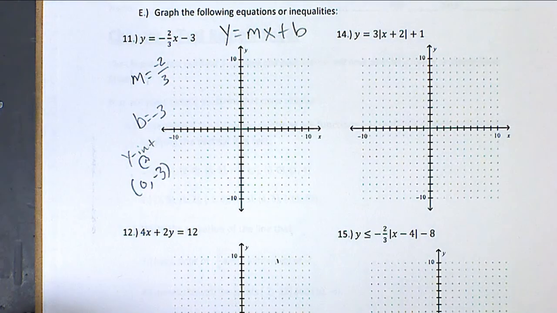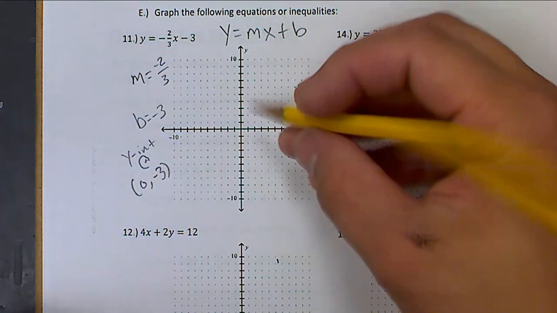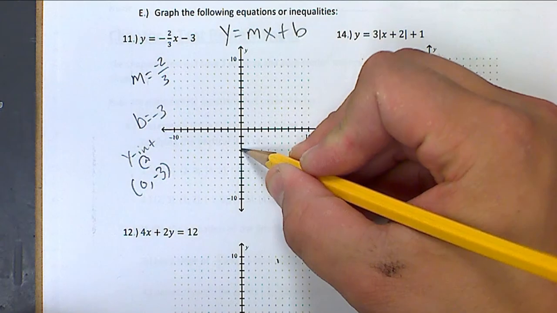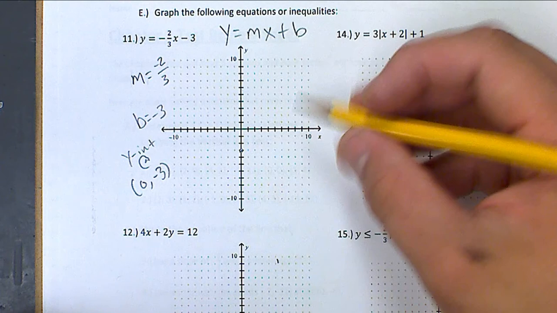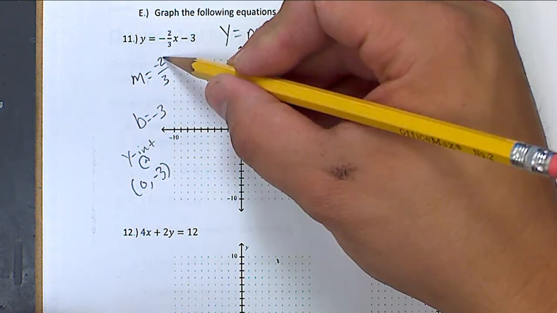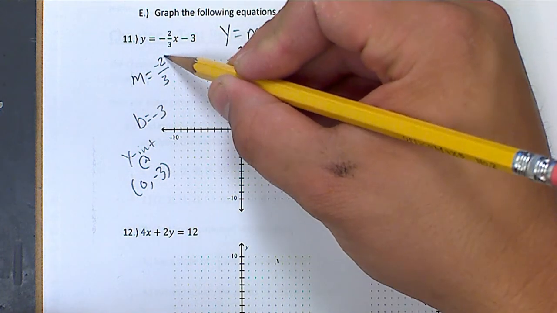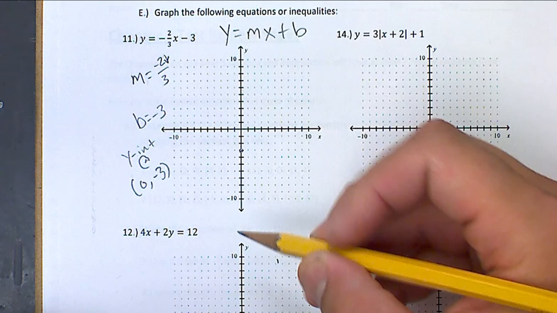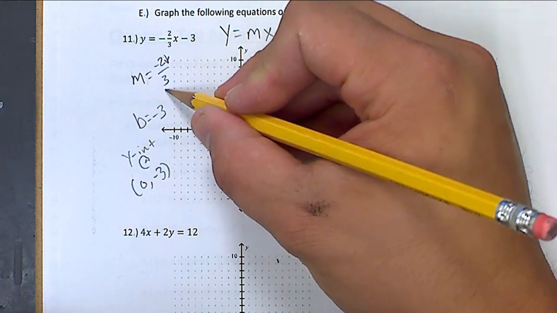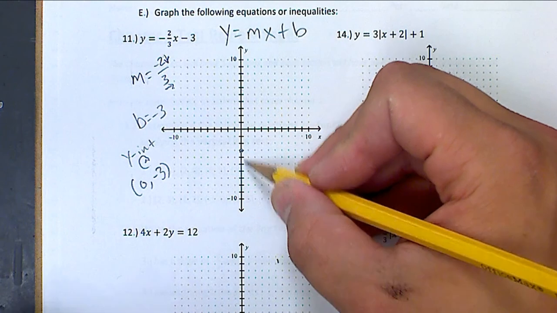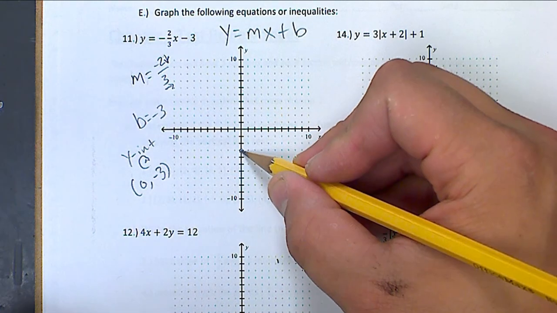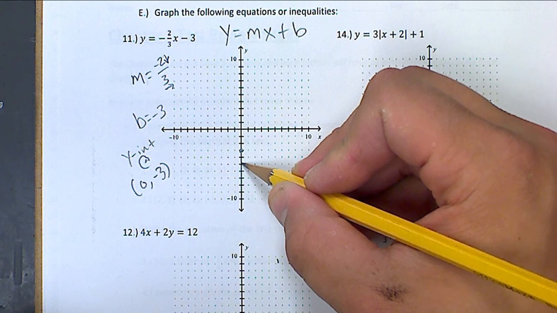Next thing you do is go ahead and plot the y-intercept, which is right here at 0, negative 3, and then follow the rules of slope. We have rise over run, so negative 2 in the numerator of the fraction for the slope means go down by 2. Positive 3 in the denominator of the slope means go to the right by 3. So go down 2, 1, 2, to the right 3, 1, 2, 3.